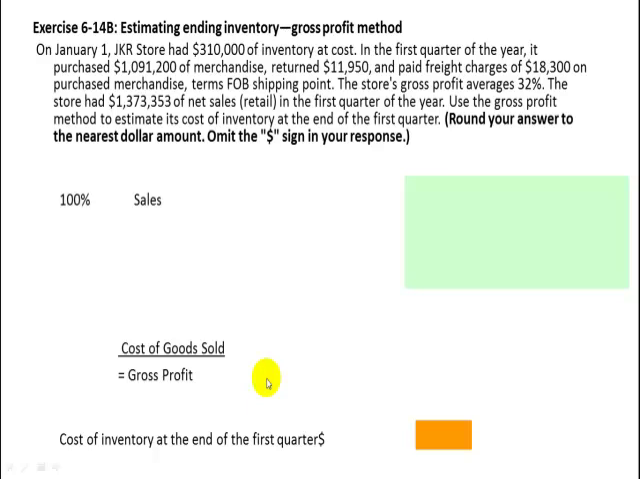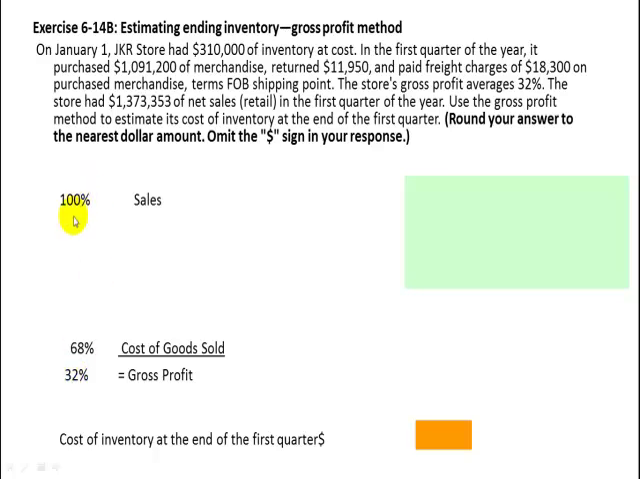You also have to understand that if you assume sales, this figure in dollars, is 100%, and you were given, in this case, that the gross profit was 32%, then the cost of goods sold would be the difference. So if sales are 100% and gross profit is 32%, then the cost of goods sold percentage would be 68%. Understanding how these percentages relate to these three pieces is also extremely important.